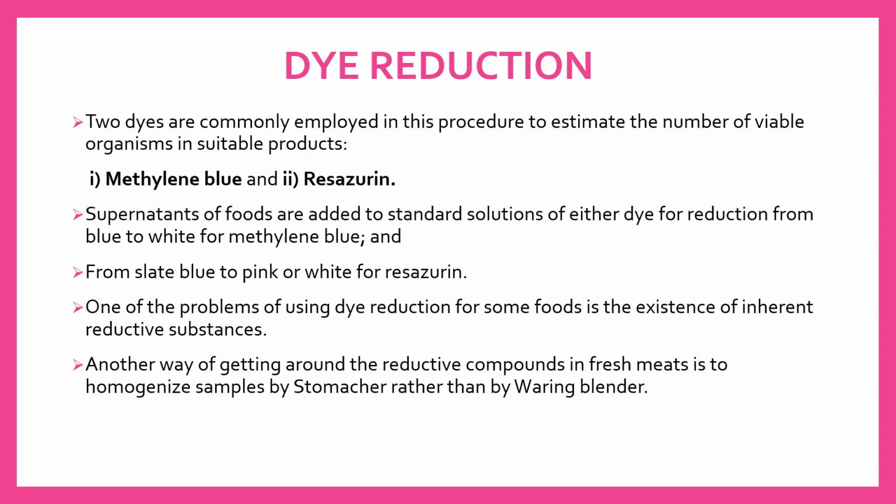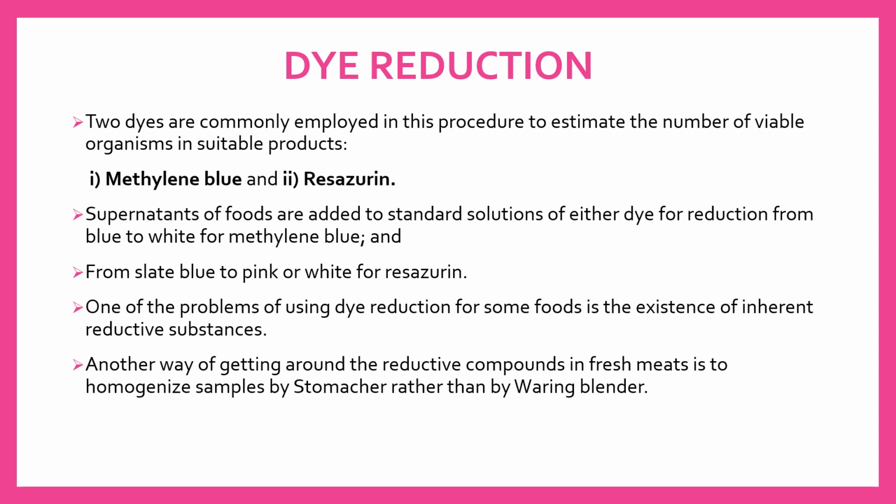The next method is the dye reduction method. Two dyes are commonly employed in this procedure to estimate the number of viable organisms in suitable products. One is methylene blue and the other is resazurin. Supernatants of foods are added to standard solutions of either dye, for reduction from blue to white for methylene blue and from slate blue to pink or white for resazurin.